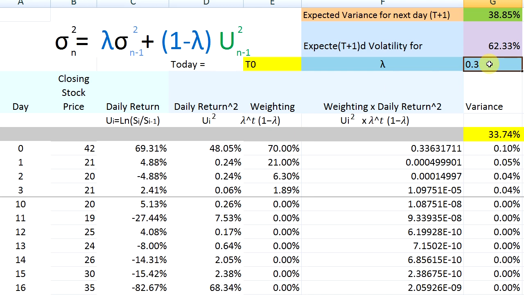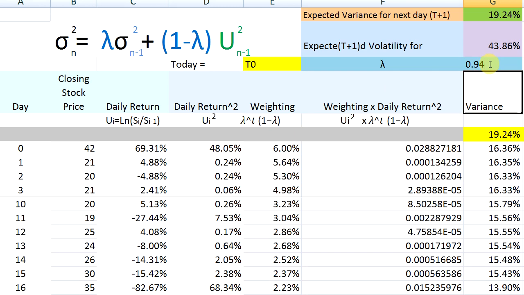But as I said before, the industry as a standard has agreed that 0.94 or closer to 0.94 is a more acceptable lambda value that gives you a volatility that is very close to the realized or the actual volatility. So I hope you understood the concept of the exponential weighted moving average model. So you simply need two inputs. You need the most recent price change, and you need the most recent estimated volatility.